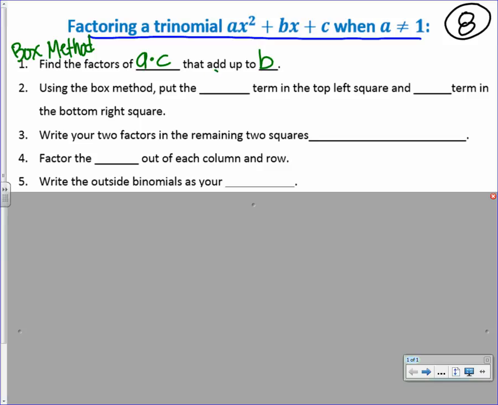You are going to put the first term in the top left square of the box, and the last term, or this is also your constant, put that in the bottom right. Then you're going to write your two factors that you find in the remaining two squares with the variable.